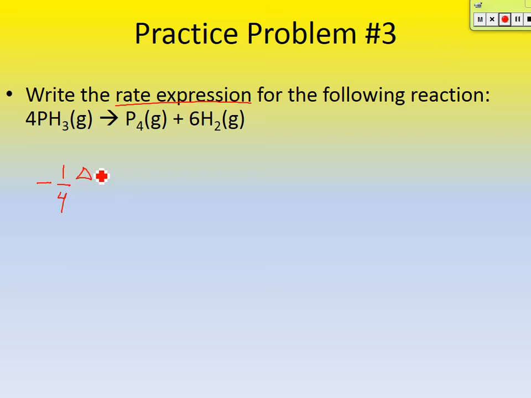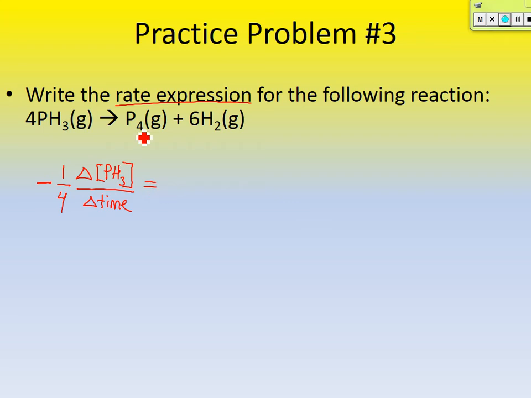The rate is the change in concentration of PH3. Always put brackets around the formula. That tells you this is change in concentration, divided by the change in time. That's it for that term. We set it equal to all the other terms.